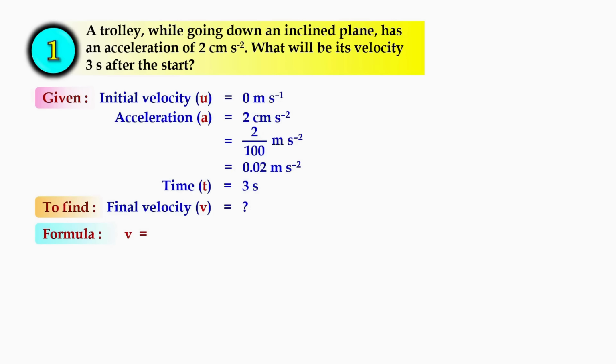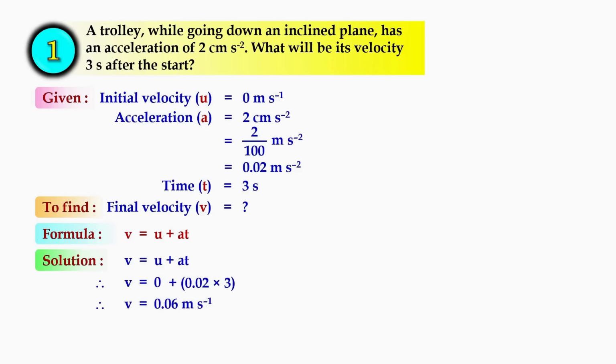Final velocity equals initial velocity plus acceleration multiplied by time. Now substitute the values. Initial velocity is 0, acceleration is 0.02, and time is 3 seconds. So the final velocity becomes 0 plus 0.02 multiplied by 3. This gives 0.06 meters per second. Therefore, the velocity of the trolley after 3 seconds is 0.06 meters per second.